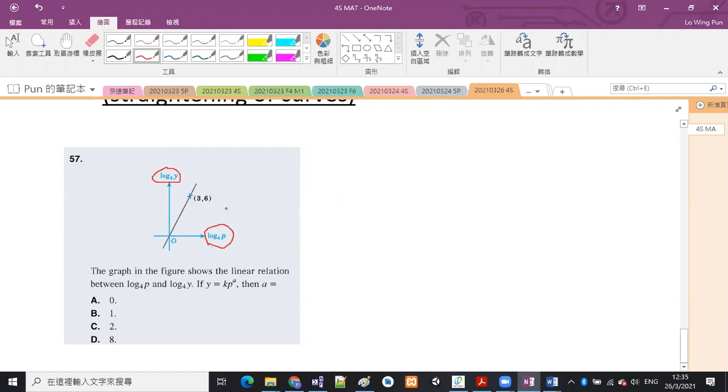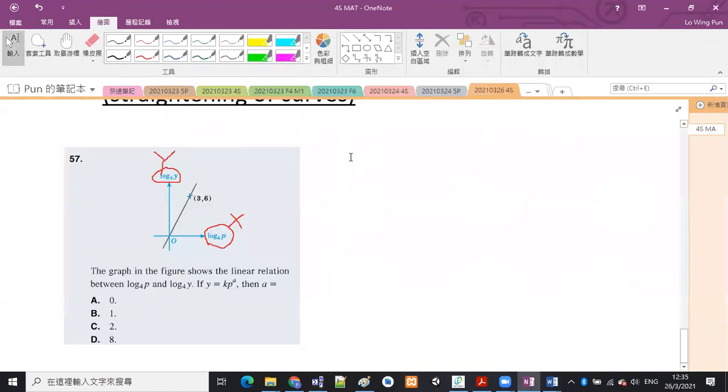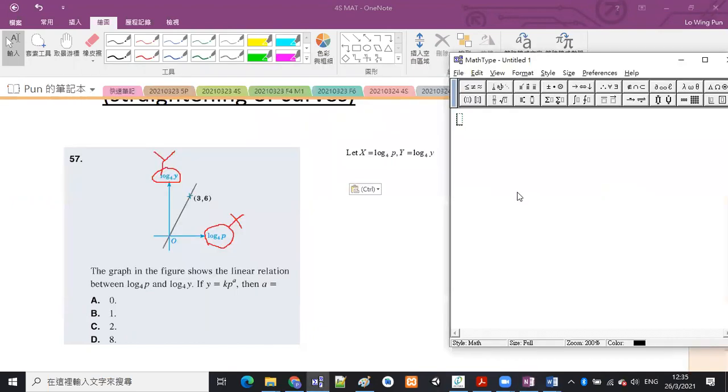If it is not pure x or pure y, we will let capital X be this x-axis and capital Y be this y-axis. So we will let capital X be log p base 4 and let capital Y be log y base 4. This makes it become a pure x-axis and pure y-axis. Next, what we will use later is y equals mx plus c.